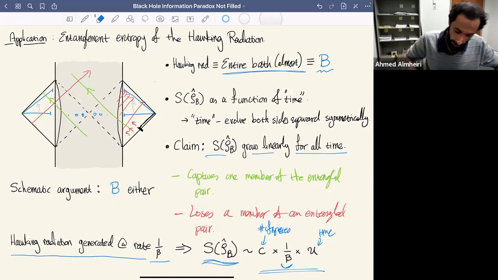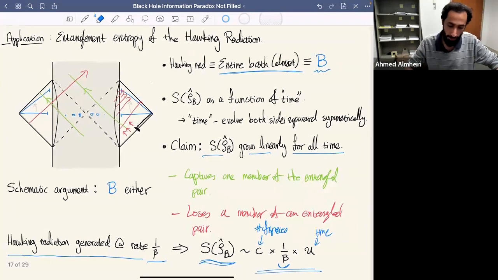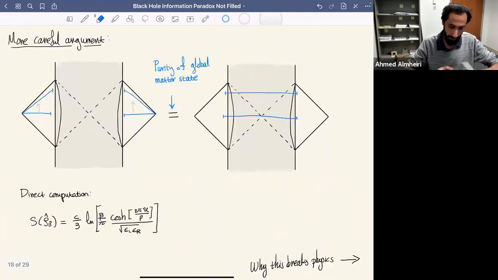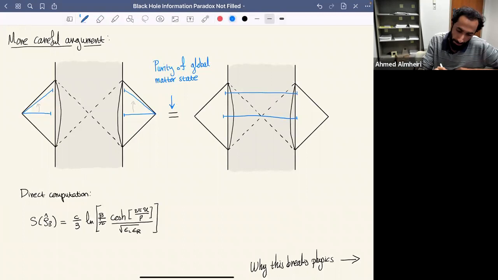Okay, so that was the schematic argument, but we developed all this machinery of entanglement entropy and so on, so let's use that. Let me give you the more careful argument. So here's the space-time again.